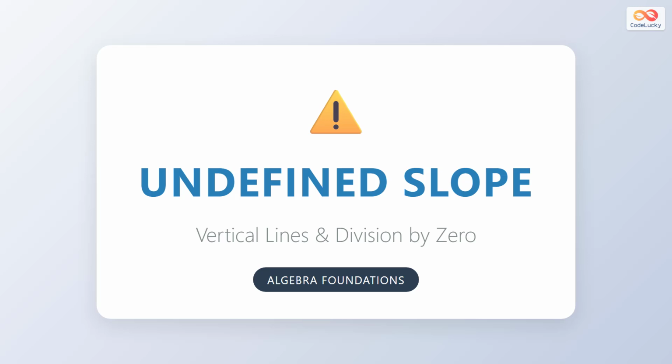Welcome. Today we are exploring a special case in algebra, the slope of a vertical line. You have probably calculated positive and negative slopes before, but what happens when a line goes straight up and down? Let's find out.